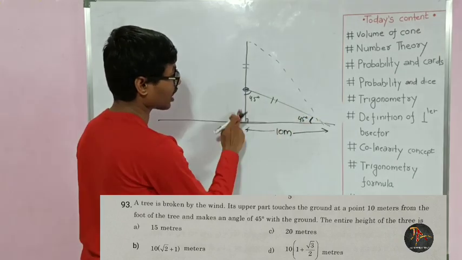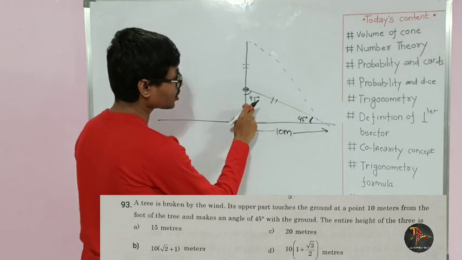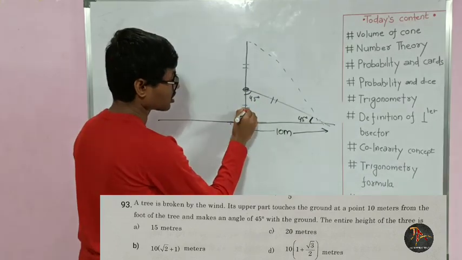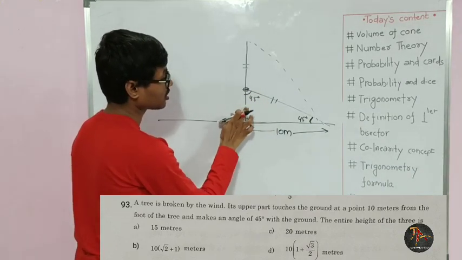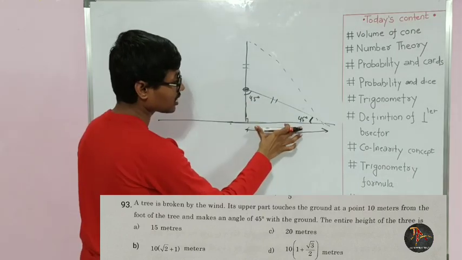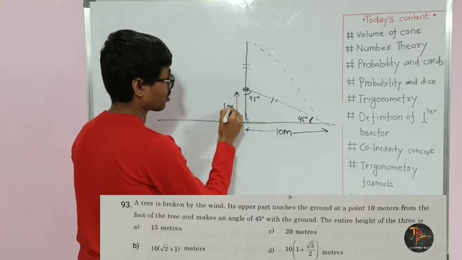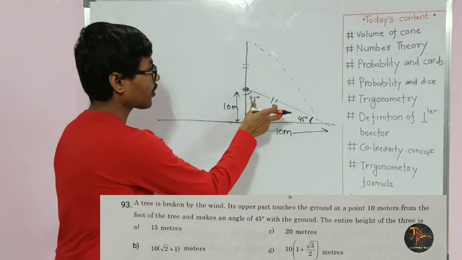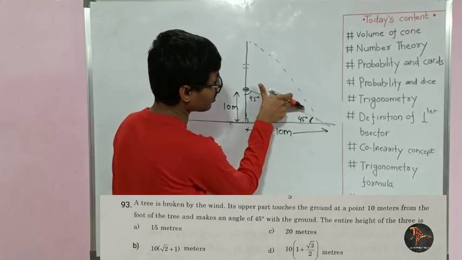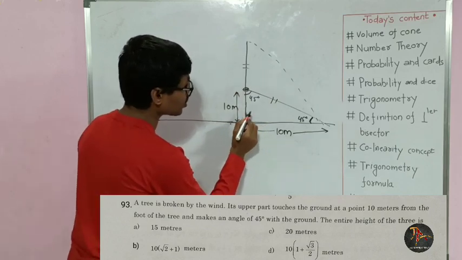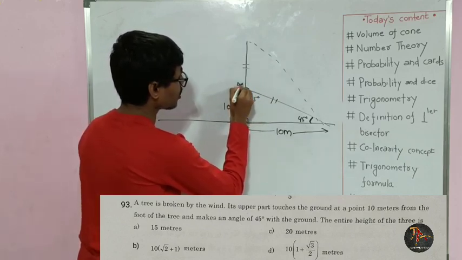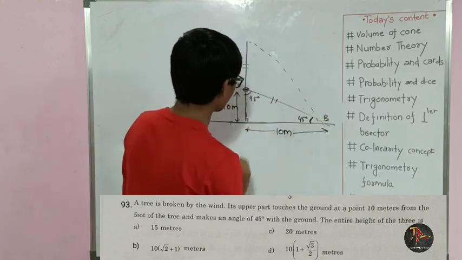So this is an isosceles triangle. So the sides opposite to these angles are equal. So if it is 10, then this is also 10, it is also 10 meter. Now if I find this side, by Pythagoras theorem, suppose let me name it A and let me name it as B.